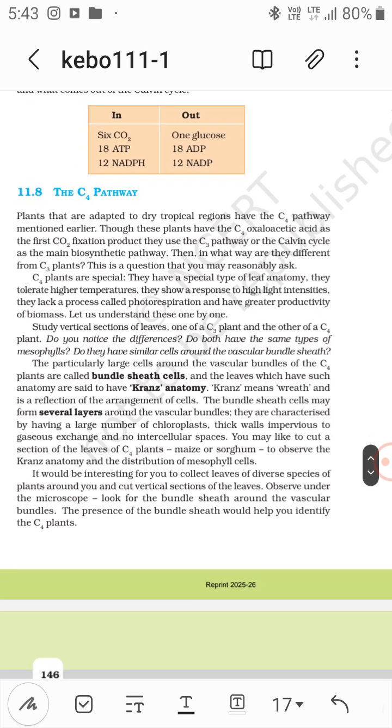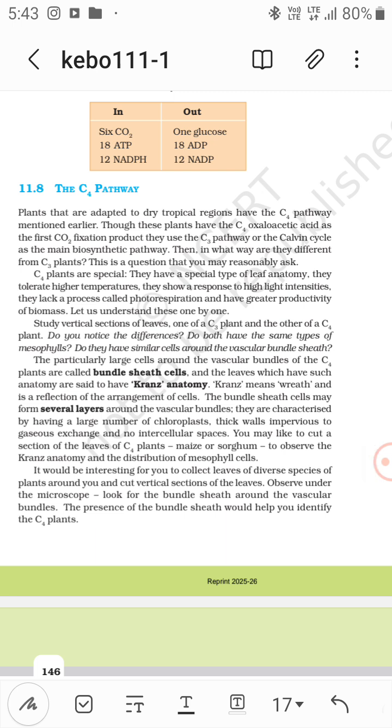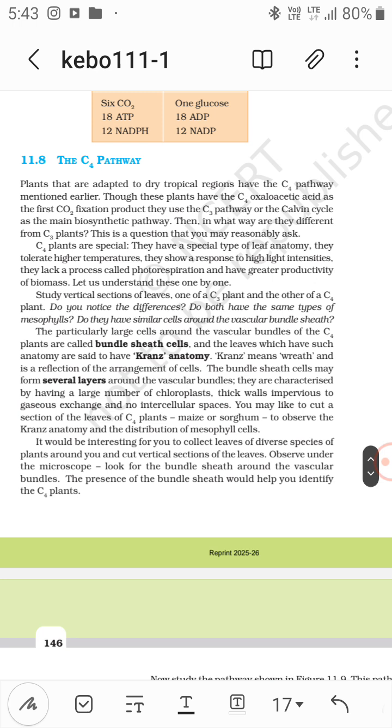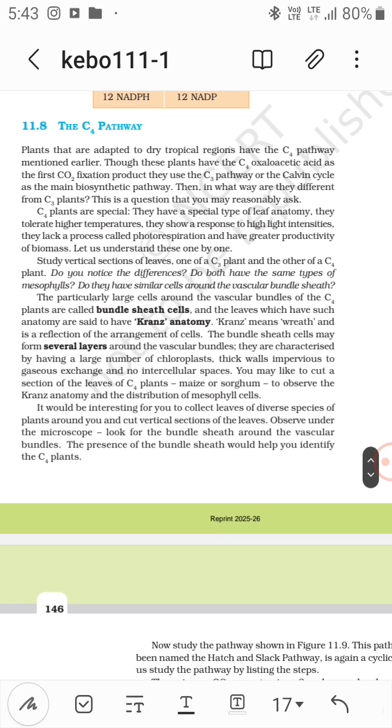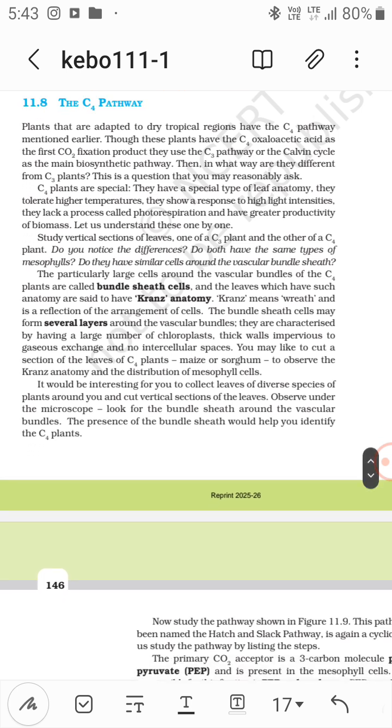Okay, now the C4 pathway. C4 plants are special. They have the Kranz anatomy, and they tolerate higher temperature, respond to high light intensity, lack a process called photorespiration, and have greater productivity of biomass. The vascular bundles of the C4 plants are surrounded by bundle sheath cells, and leaves which have this anatomy are said to have Kranz anatomy.